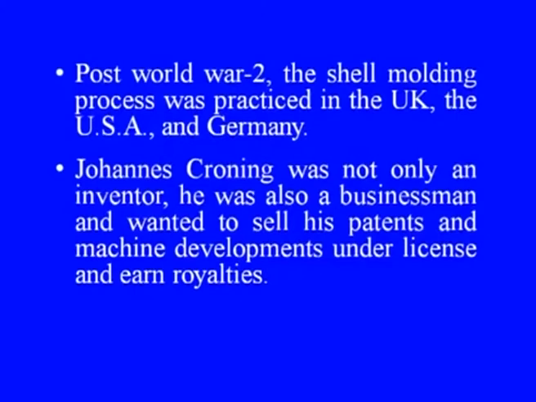The cell molding process had been used for making cores for hand grenades and missile parts during the Second World War. Post World War II, cell molding process was practiced in the United Kingdom, the USA and in Germany. Johannes Kroning was not only an inventor, he was also a businessman, and he wanted to sell his patents and machine developments under license and earn some royalties.